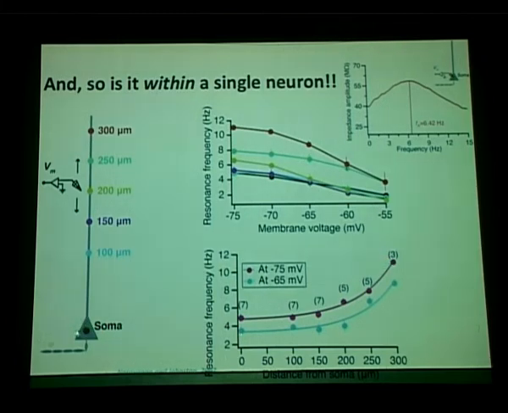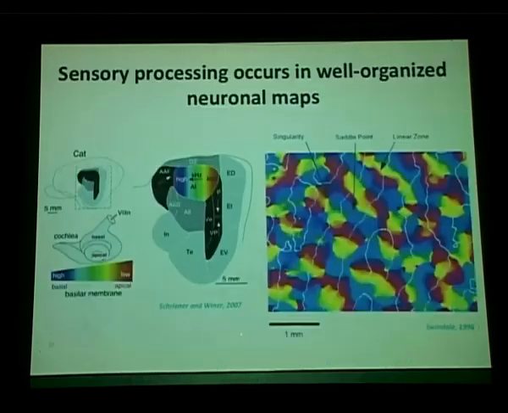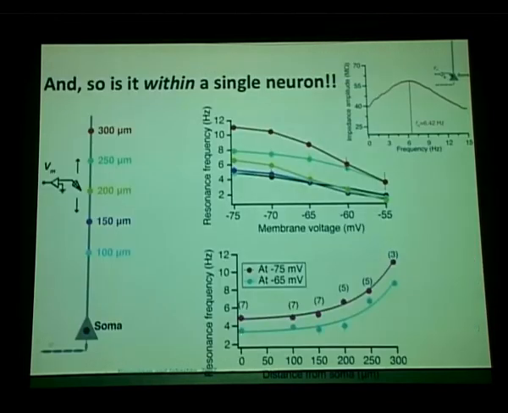Right? So you have a map of different resonance frequencies along this neuronal topograph, with adjacent locations responding to adjacent frequencies, pretty similar to what you see over here in this case. Right? So it is a map in some senses.